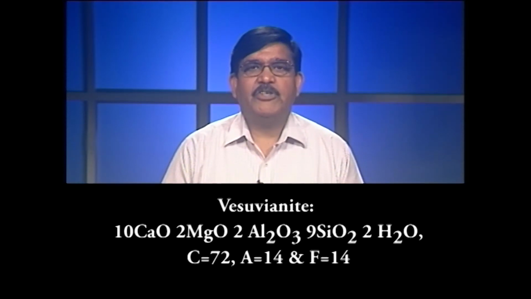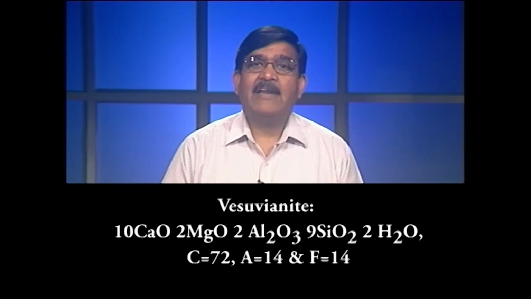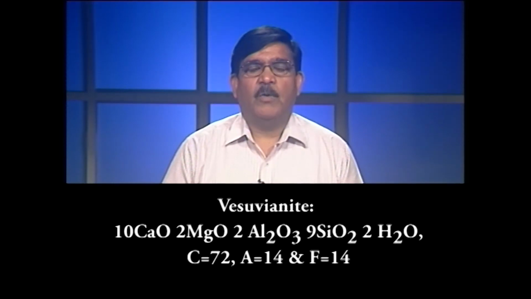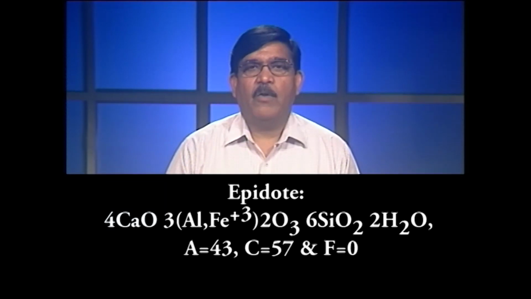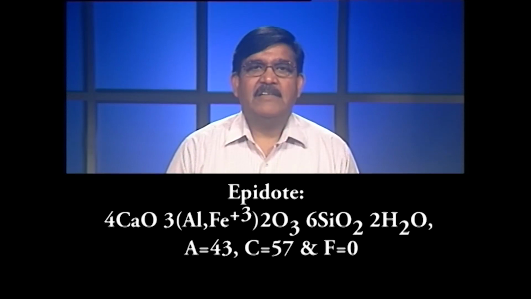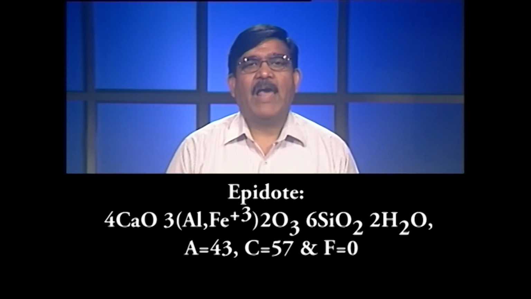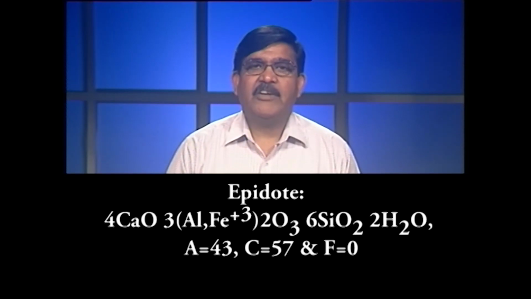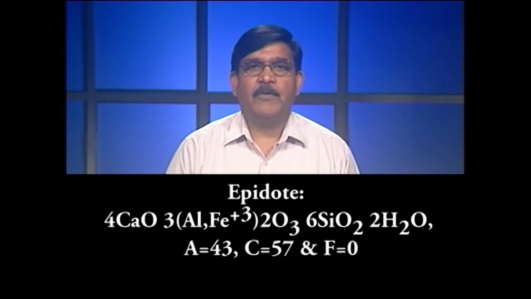The next mineral is Vishwavidyalaya. The chemical formula is 10 CaO, 2 MgO, 2 Al2O3, 9 SiO2 and 2 H2O. Therefore, the value of C equal to 72, A equal to 14 and F equal to 14. Epidote, the chemical formula is 4 CaO, 3 (Al,Fe3+)2O3, 6 SiO2, 2 H2O. The value of A equal to 43, C equal to 57 and F equal to 0.